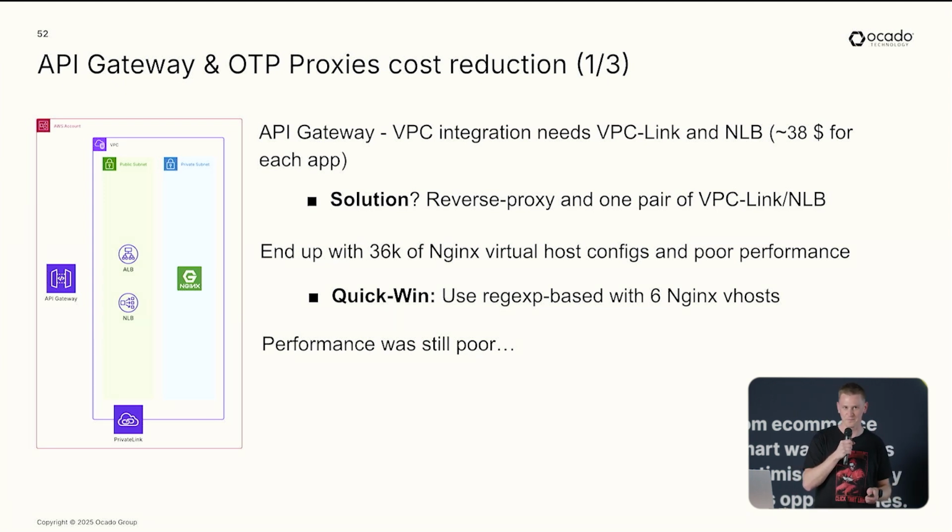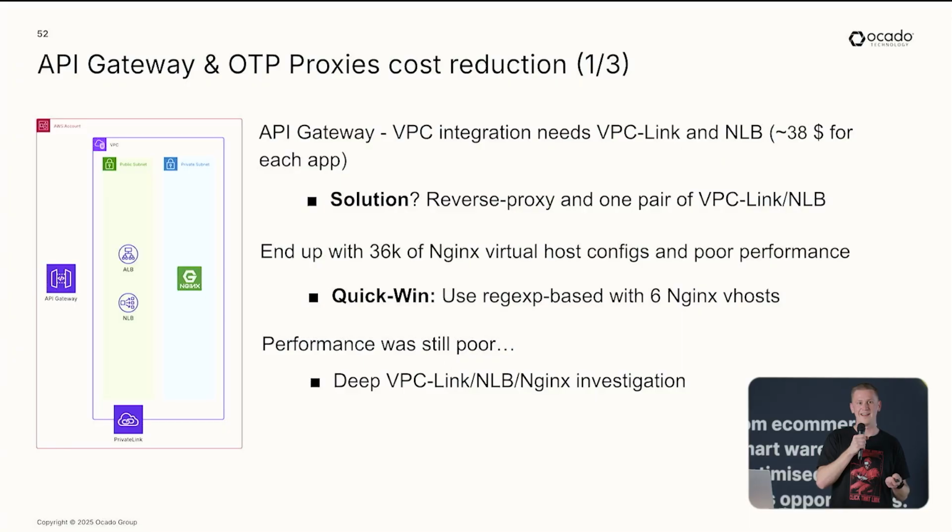But that didn't help. So we rolled back the solution in some test environment, falling back to just the static files, and we still noticed that the performance was not great. At that point, we doubled down and started a deep VPC link, network load balancer, and Nginx investigation. And we found out the root cause was TCP. One incorrect setting of keep alive timeout caused us to deplete the number of open sockets.